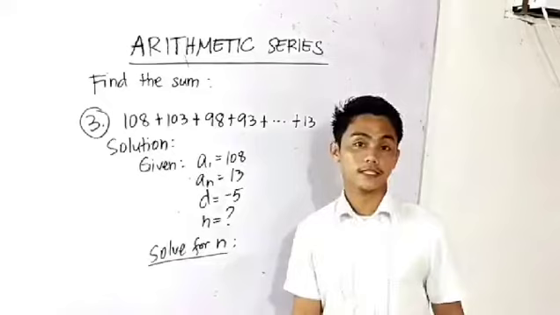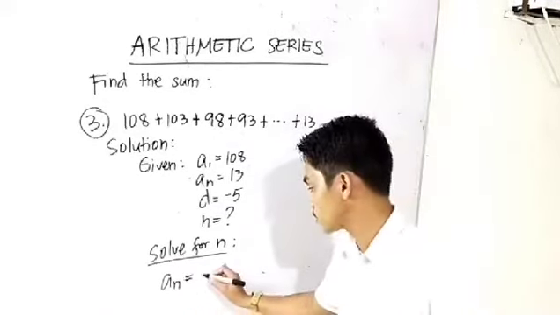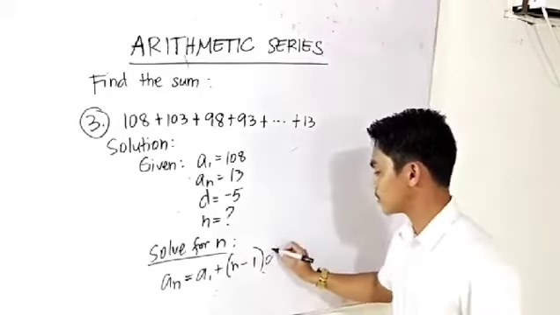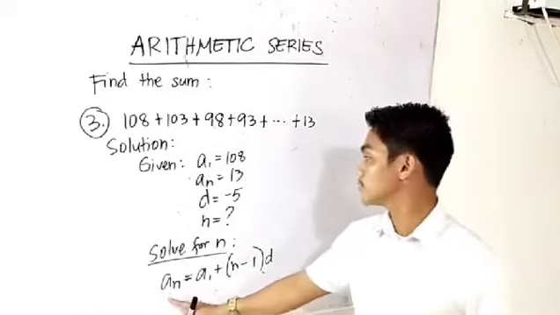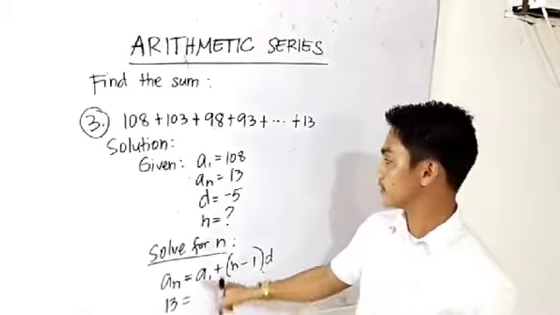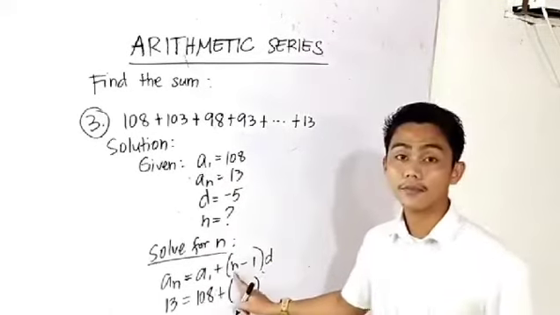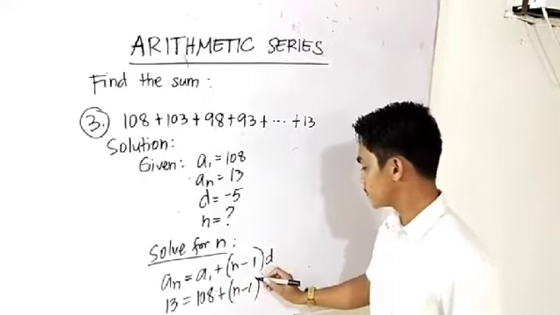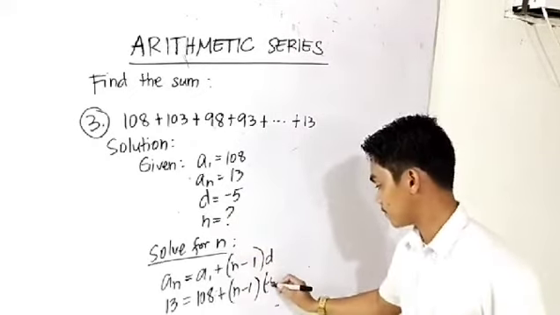So, again, para ma-solve natin yung n, gagamitan natin ulit ng n-term formula. A sub n is equal to the first term plus the difference of n and 1 times the common difference. So our n term or the last term is given, which is 13. And then the first term is given, which is 108. Plus, hindi natin alam yung n, kaya n minus 1. Tapos yung common difference is known, that is negative 5.